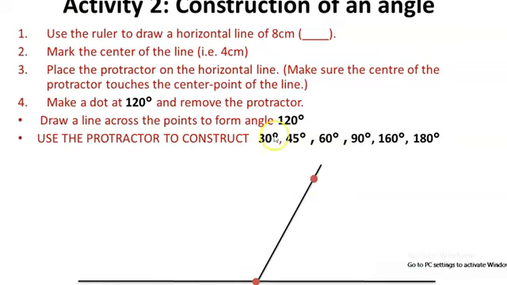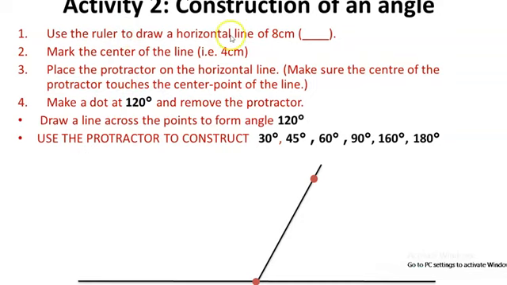Now, we have other categories of angles: 30, 45, 60, 90, 160 and 180. Now, construct these angles using the procedure given on the screen. The first step is to use a ruler to draw a horizontal line of length 8 centimeters. You can use any length of your choice.